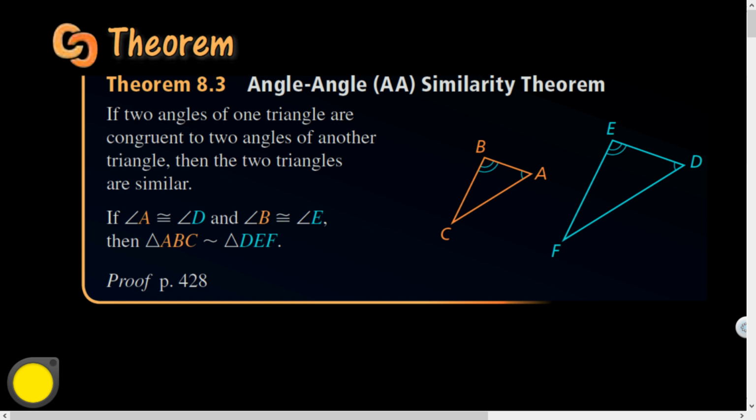We are in section 8.2, proving triangle similarity using the AA similarity theorem. This is the claim. It says if two angles of one triangle are congruent to two angles of another triangle, then the two triangles are similar.